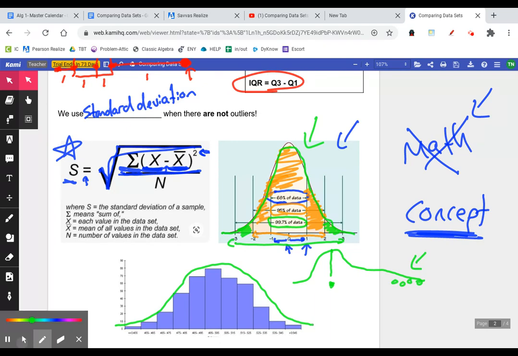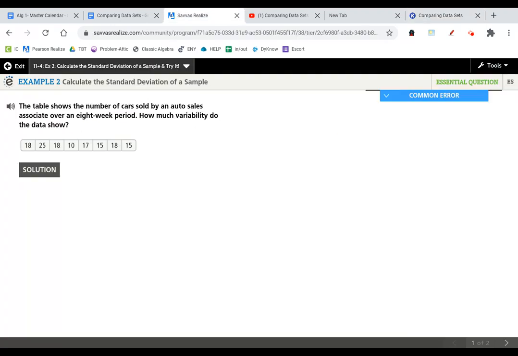I want to take a moment to walk you through some standard deviation examples where you can follow along with the math with me, so you get a good idea of what's really being done behind the scenes and what kind of questions standard deviation can answer. So I'm going to bring us over to this slide and hop right in. I want to hop into a real life problem where standard deviation and measuring the spread is going to help us out. The problem says the table shows the number of cars sold by an auto sales associate over an 8-week period. It says how much variability does the data show?